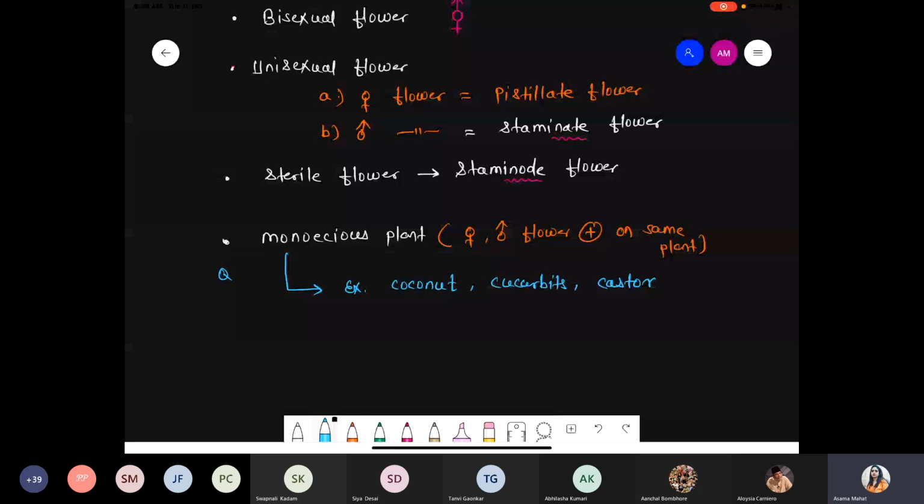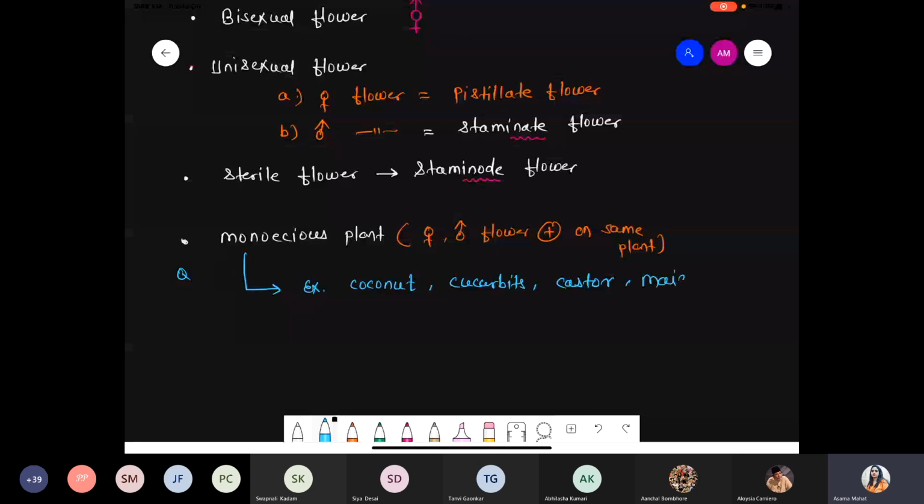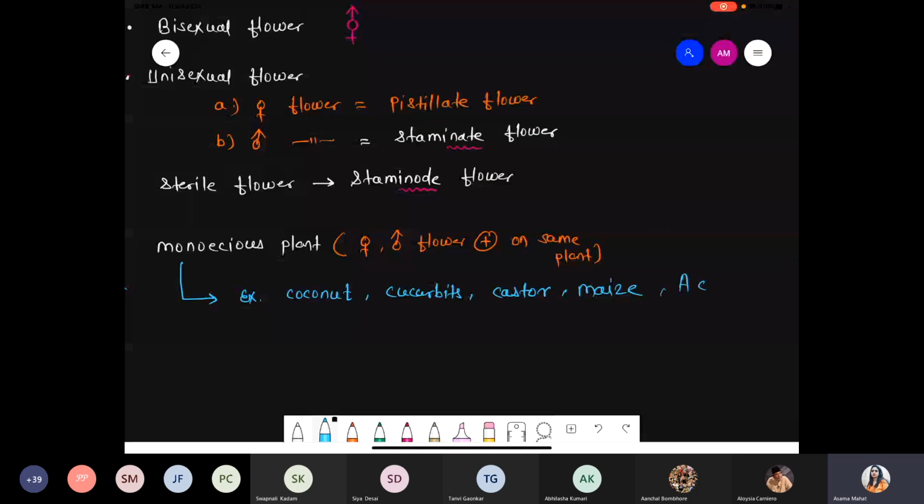So for example, remember the CC: coconut, cucumber, castor. Along with that, maize. Maize is also an example of a monoecious plant, because we will see ahead: the male is present on the top and the female is present toward the bottom. So in the case of maize also there is a monoecious condition. And the next one we are talking about is Acalypha. Last example, Acalypha. Okay, so ask, no problem.